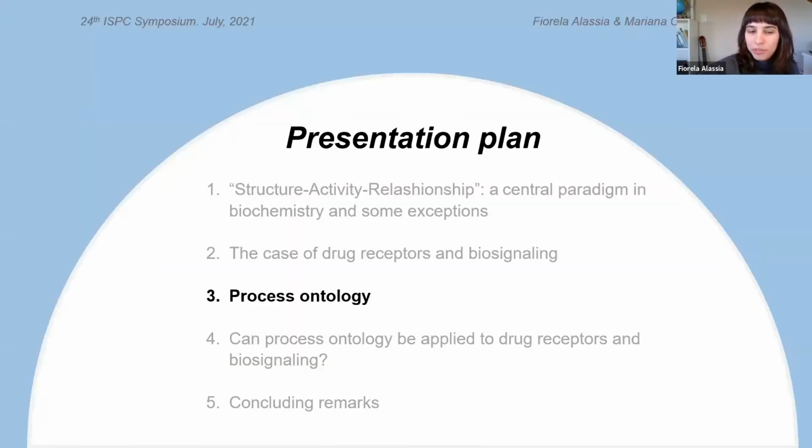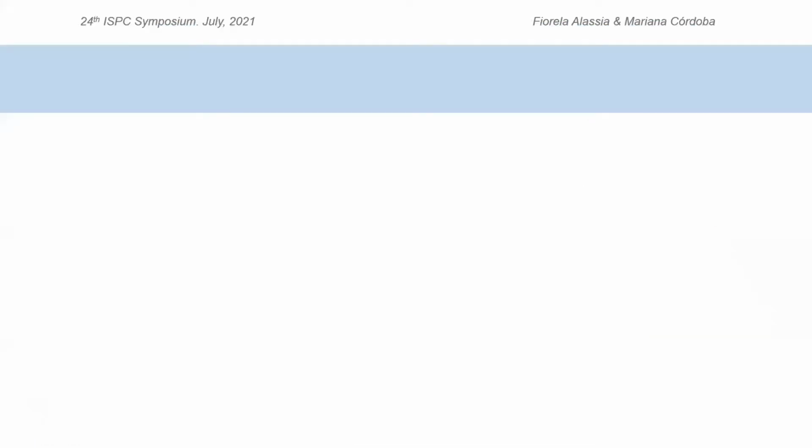Well, let's move on to the process ontology point. Okay, now I follow. Let's see now how a process ontology can be characterized.